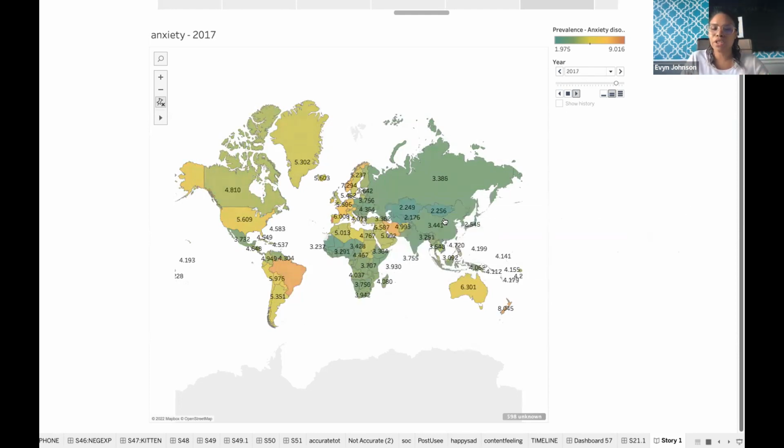Now, it is important to note that this is probably not exclusively because of social media. Obviously, there are other factors as to why this area would be really anxious. But I just found it to be an interesting comparison. However, I do want to note that correlation does not equal causation.